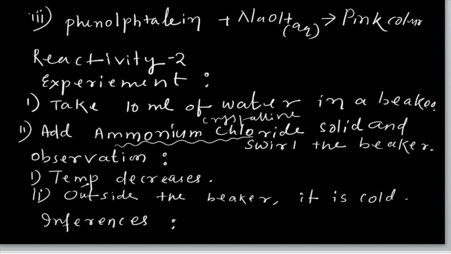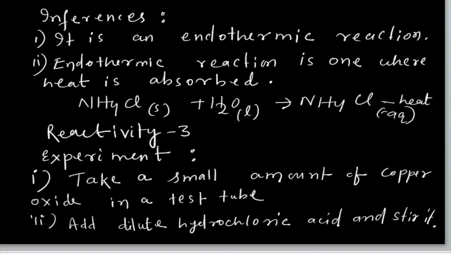The temperature decreases. Before that, I explained in part 6 that when the temperature increases, that is an exothermic reaction, but here the temperature decreases. Outside the beaker you can feel it cooling. That means this is an endothermic reaction, where heat is absorbed. See the reaction: ammonium chloride and water give ammonium chloride aqueous, minus heat. If plus heat, it is an exothermic reaction. If minus heat, it is called an endothermic reaction.